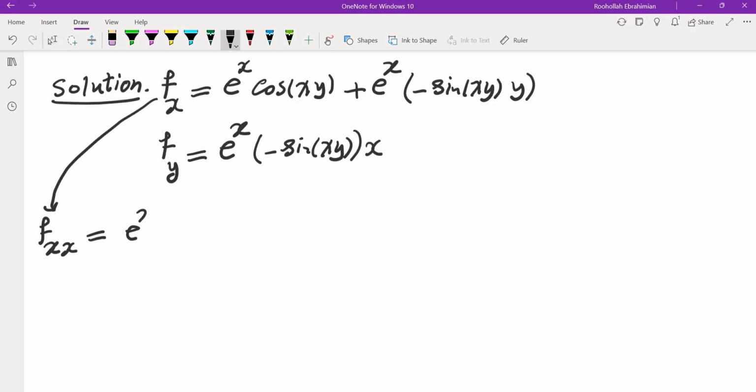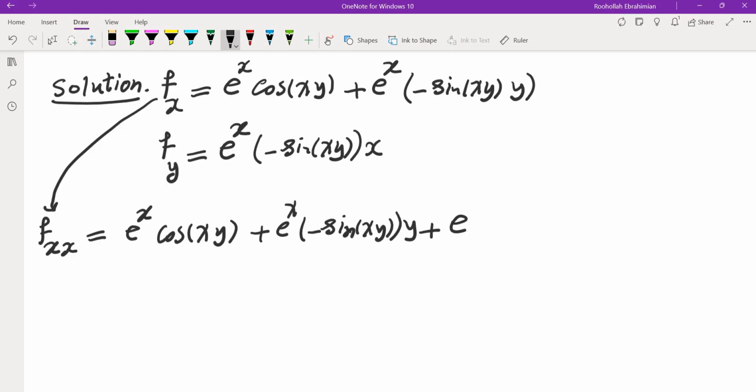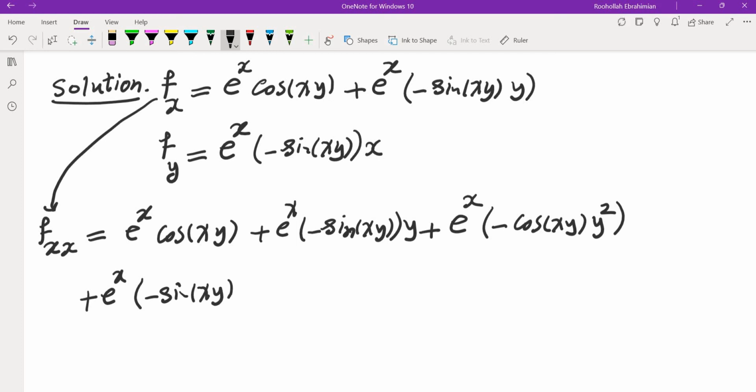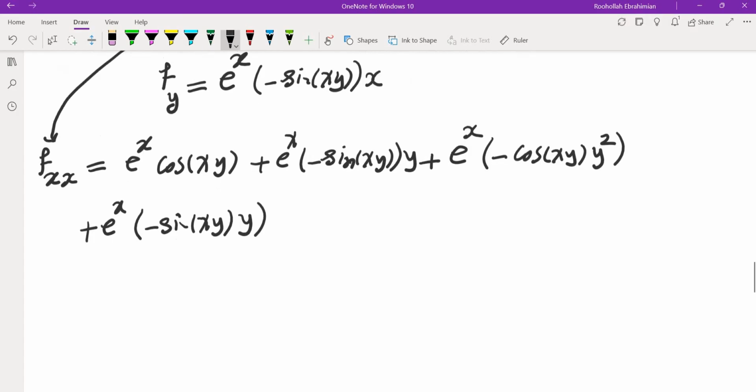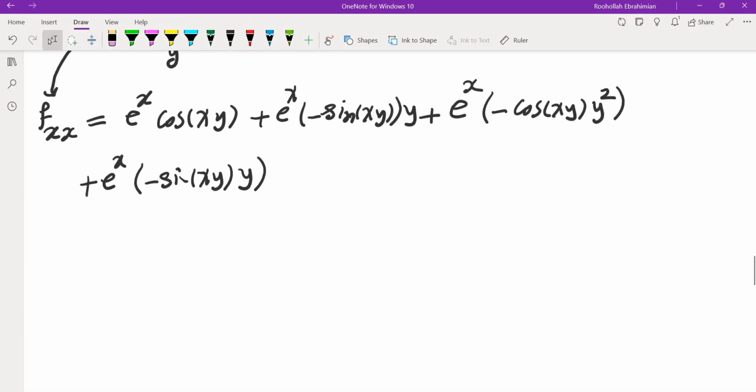So that would be e to the x cosine of xy, plus e to the x times minus sine of xy, and then multiplied by y, plus, we're going to use the product rule again, e to the x times minus cosine of xy, and then multiplied by y squared, plus e to the x times minus sine of xy times y. So that's the first partial of f sub x with respect to x.